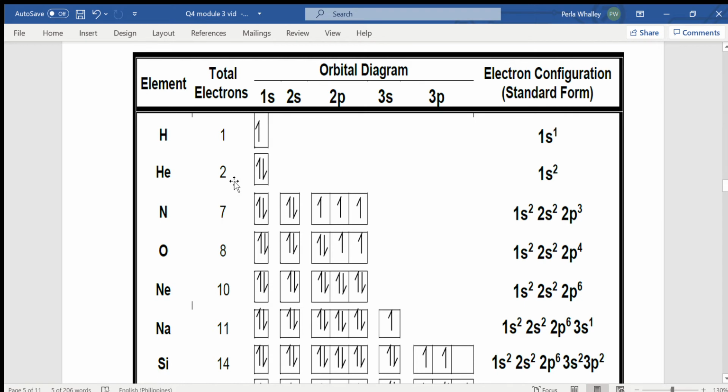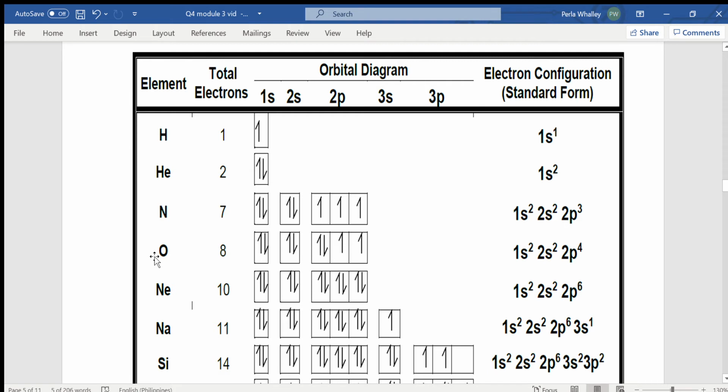For helium, total electrons 2. The electron configuration is 1s2. So, arrow up, arrow down. For nitrogen, 7. The electron configuration is 1s2, 2s2, 2p3. For 1s, there are 2, arrow up, arrow down. 2s, arrow up, arrow down. For 2p, the electrons will enter each orbital first, filling it up in one direction. Arrow up, arrow up, arrow up.